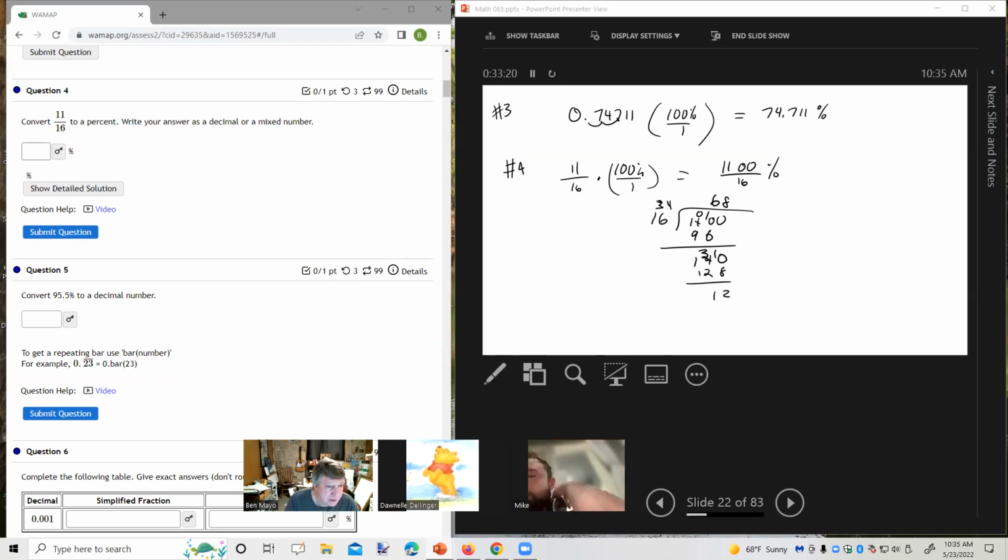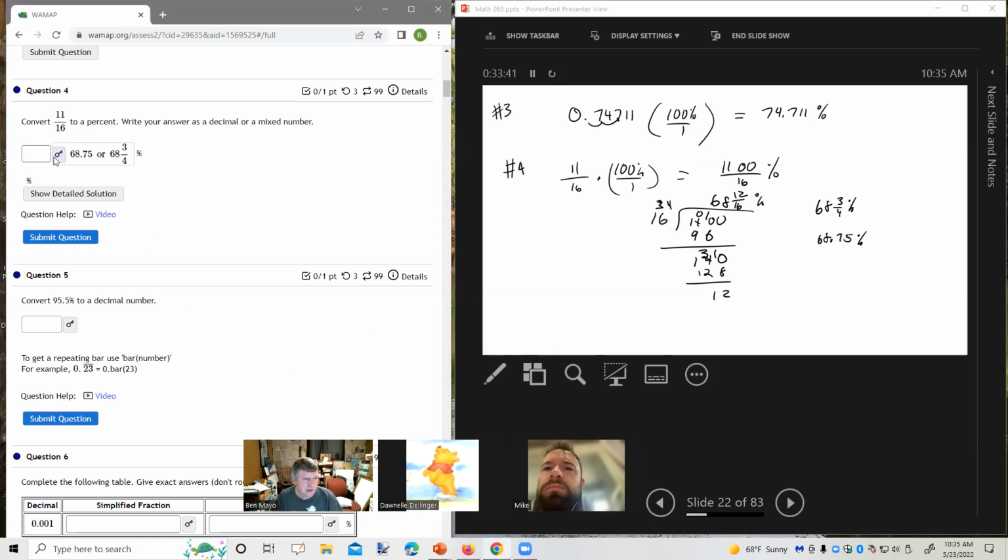Let's see, we can go with a decimal or a mixed number. As a mixed number, I'd get that, and that's a percent. But 12/16 could reduce down to 3/4. As a decimal, it would be what? 0.75. So we get 68.75 or 68 3/4. And we can see here, either answer is acceptable.